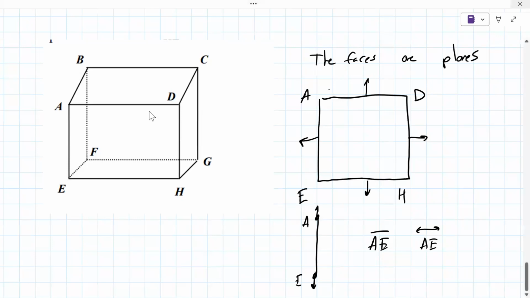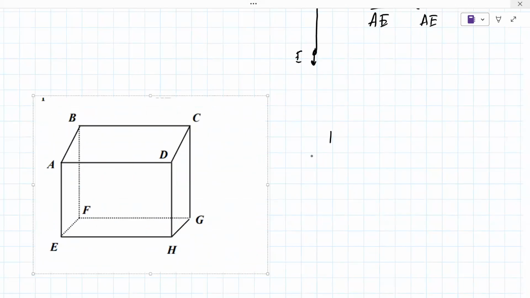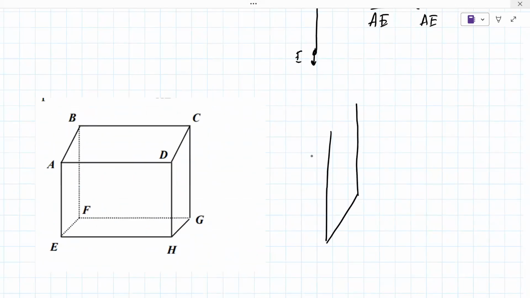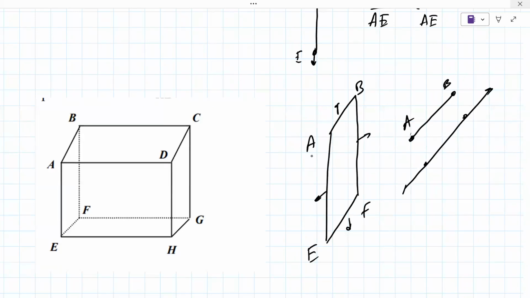So let's say we looked at the plane on the left here. Let's say we're looking at A, E, F, B. This also extends infinitely in each direction. So if I'm looking at AB, this is also true because it extends infinitely. All right. Now, next thing here, that's kind of the build up to be able to answer this question.